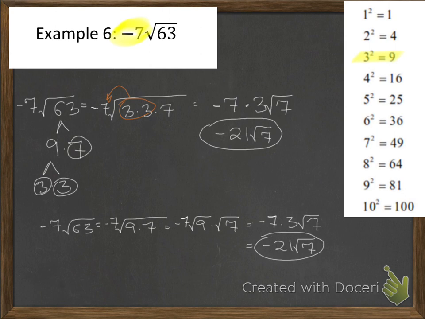Okay, so hopefully that wasn't confusing. The first thing I did was I just simplified the square root of 63. Right, so the square root of 63 was equal to 3 square roots of 7, right? And then I just popped the negative 7 next to it. And I just multiplied on the outside. Negative 7 times 3 is negative 21.